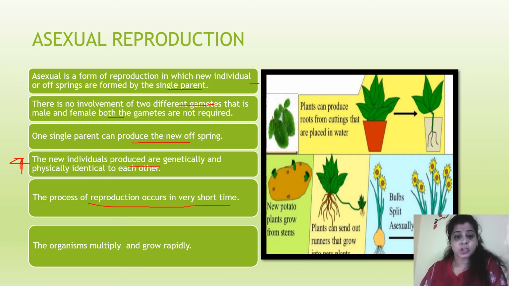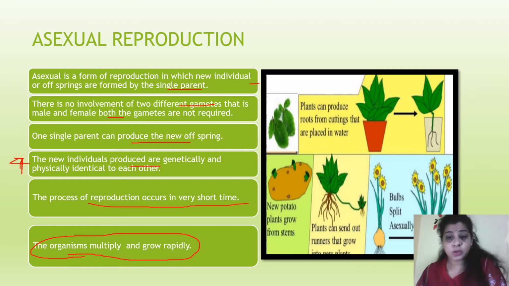So the process of reproduction occurs in very short time. The characteristic of asexual reproduction is that the process occurs in a very short time. It does not require a very long process. Mostly organisms multiply and grow rapidly. जल्दी जल्दी reproduction होता है, और जब reproduction में time नहीं लग रहा है, तो they will grow quickly. So in asexual reproduction, they multiply and grow rapidly.